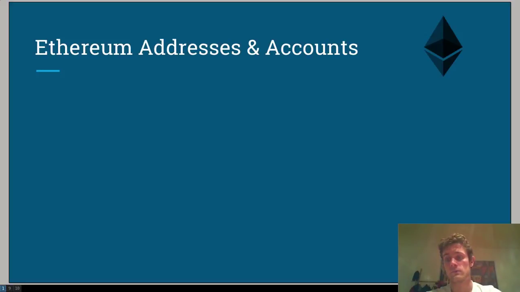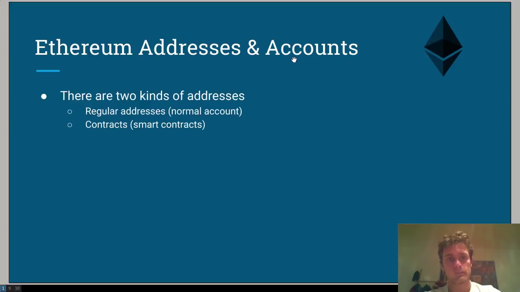And when someone sends you money, you can use their public key to verify that what they say really comes from them. But just so that you've heard of this: Ethereum addresses and accounts. There are two kinds of addresses: regular addresses, like I just told you about, and contracts, smart contracts, which is really the thing that we're going to look into.